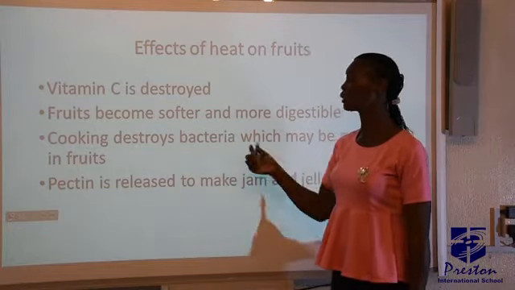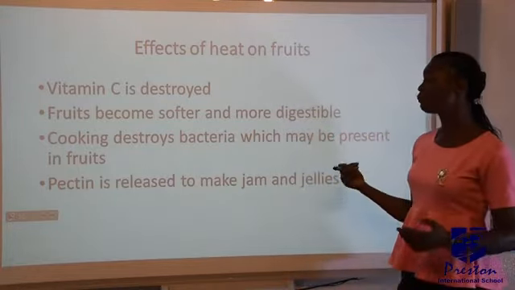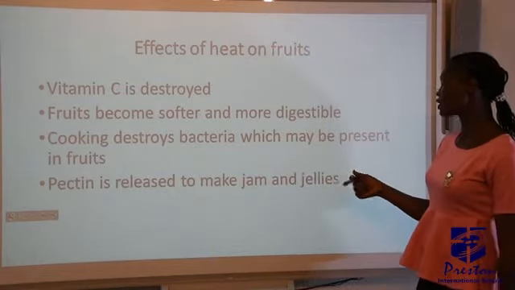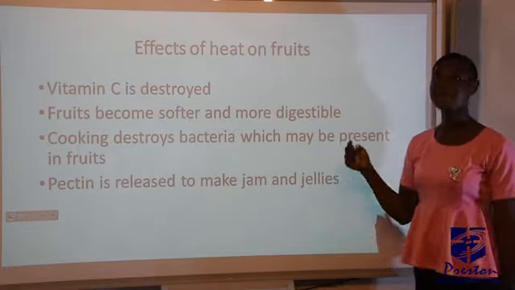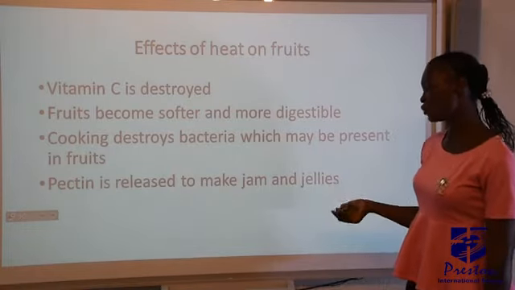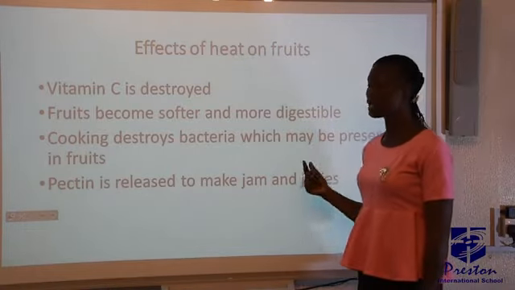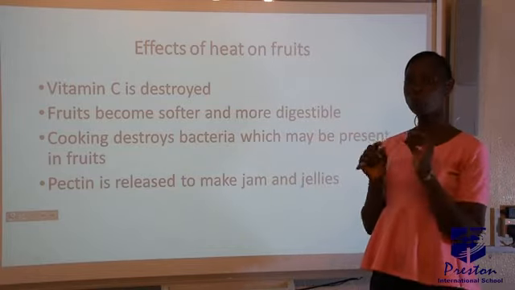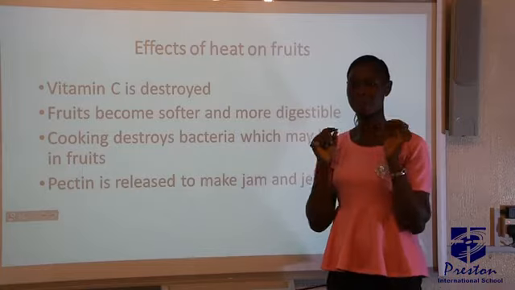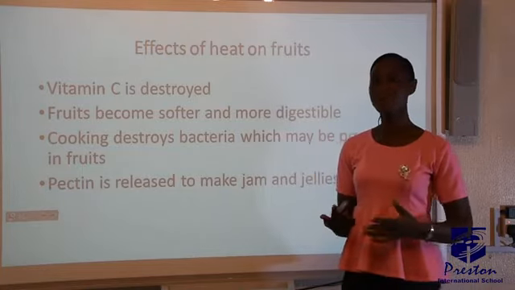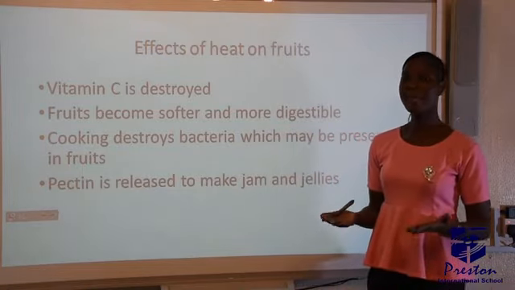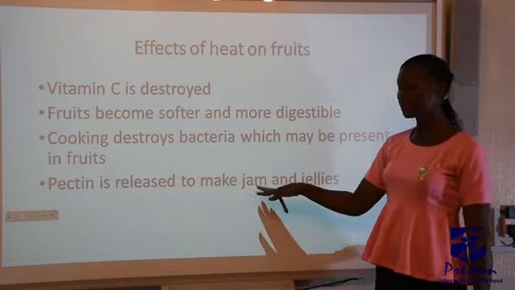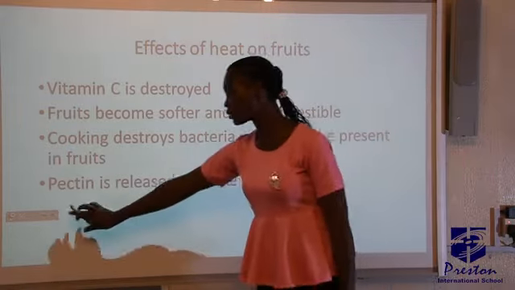Also, some fruits will become softer and they will be more digestible. Cooking destroys bacteria which may be present in fruits. And pectin is released to make jams and jelly. What do we refer to as pectin? Pectin is the watery juice that is present whenever you peel your orange. And that pectin is useful in companies that make jams and jellies.